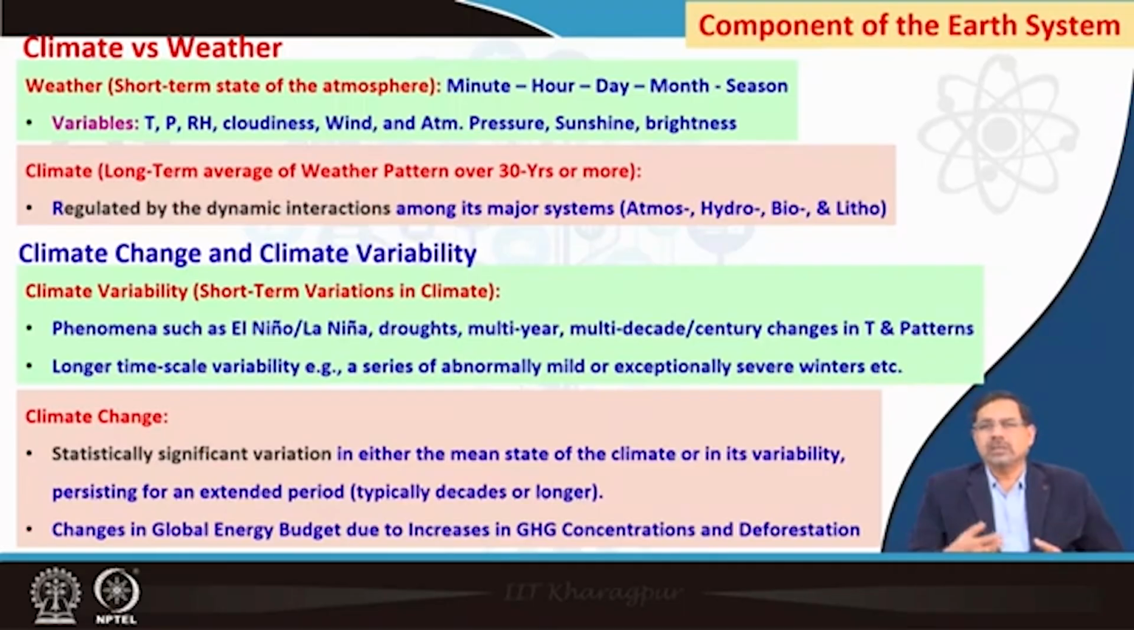So this year's drought, the multi-year drought, the El Nino pattern, the La Nina pattern, control or define a broader range of precipitation, deficit or plus and minus. So these are the various short-term variations in the climate. Now, in terms of longer time scale variability, such as a series of abnormally mild or exceptionally severe winters over a place, look at the Dras sector over the Indian region. These variables help in characterizing the climate variability.